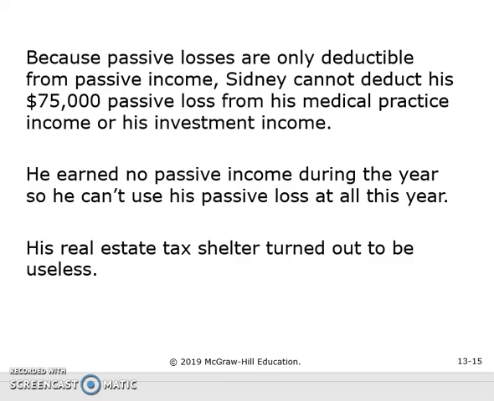So this is one of the reasons that the IRS code does include the at-risk and passive loss rules in conjunction, so taxpayers can't end up investing in tax shelters and having large deductions of passive losses deducted from their regular salaries or investment income. So what will happen with Sydney is that his $75,000 loss, his passive loss, is going to be carried over to the next tax year going forward, as long as it takes until he has some passive income to offset that loss.